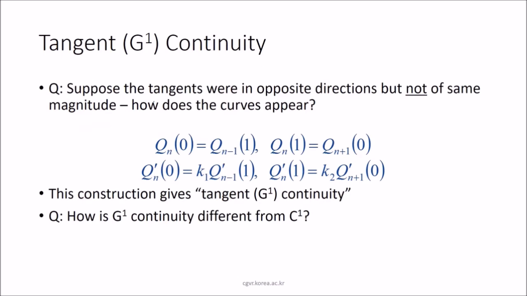Tangent G1 continuity, as we have seen, this tangent continuity. Suppose the tangents were in opposite directions, but not of same magnitude. How does the curve appear? As we have seen, these are the tangents. This construction gives tangent G1 continuity.